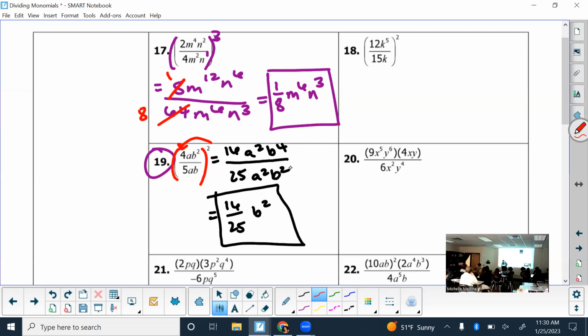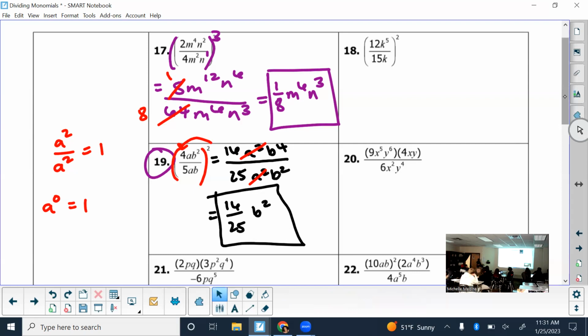Why did the a go away? Good. Perfect. The way you guys said it, both are correct. When you have the same thing on top and bottom of a fraction, what does it equal? 1. And then if you apply the quotient rule, 2 minus 2 is 0, which anything to the zero power is 1. And if there's other stuff going on in the problem, you don't need to write times 1. So it would just be whatever it's being multiplied by. And then use your quotient rule on the b's. 4 minus 2 is 2. Okay, question?